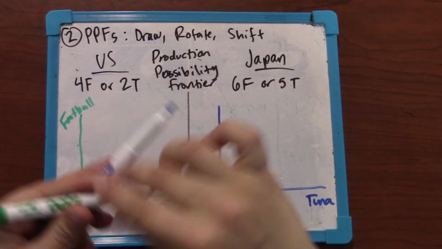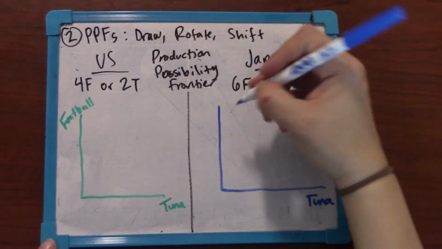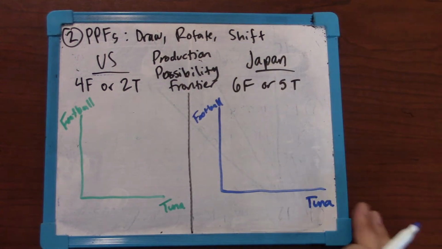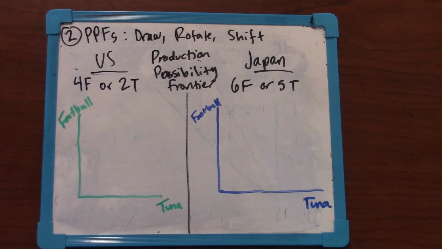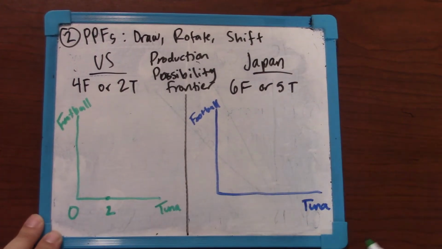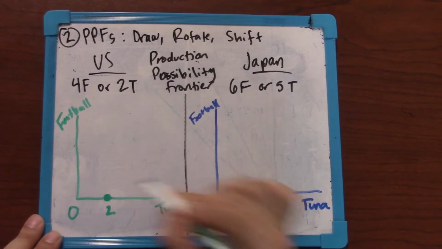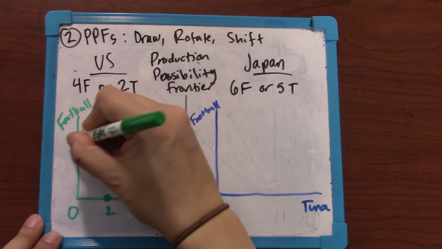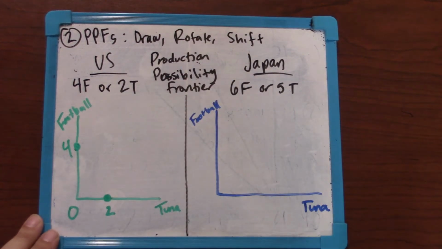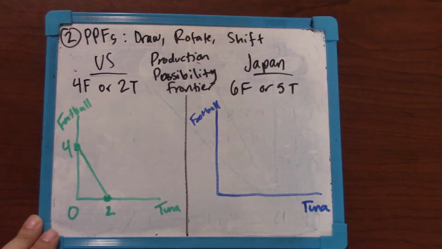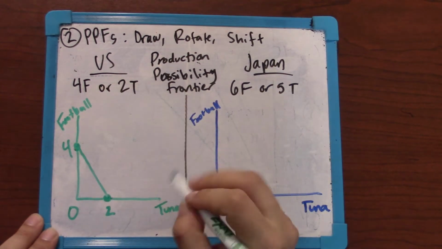There's no price or dollar amounts in our entire trade model. All we know about are the two goods and the trade-offs that the countries have for making each of the goods. So if the United States focuses all of its energy on tuna, they will get 2 tuna and no football. So this is a possible point for them. If they focus all their energy on football, they will get 4 footballs and have nothing to eat. So that's another point for them. And then we're just going to connect everything in the middle. This will be the PPF for the United States.